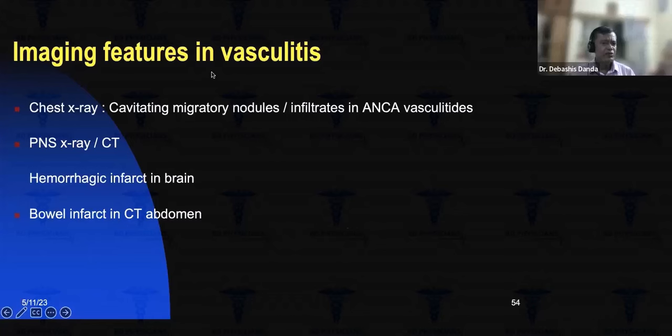If chest X-ray shows cavitating migratory nodules or infiltrates, suspect ANCA vasculitis. PNS also, X-rays and CT also can show changes as in GPA, sometimes in EGPA.